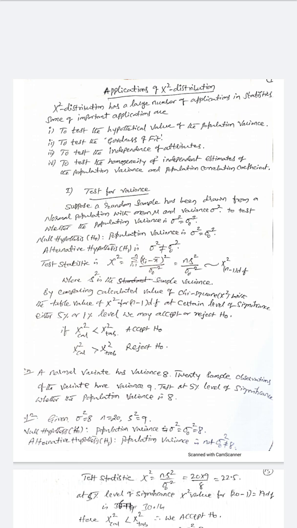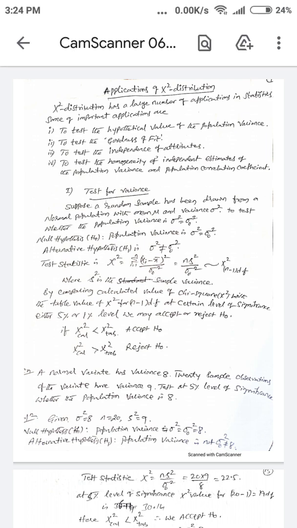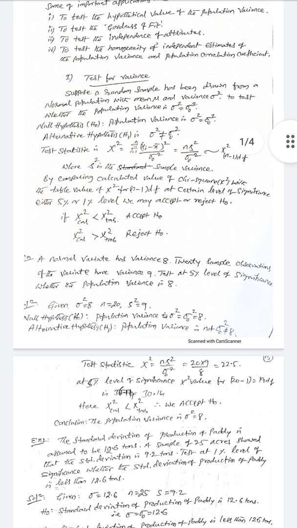By comparing the calculated value of the chi-square with the table value of chi-square for n minus 1 degrees of freedom at a certain level of significance, either 5% or 1% level, we are going to accept or reject the null hypothesis. If calculated chi-square is less than table value, we accept H naught. If calculated chi-square is more than table value, reject H naught. So we'll discuss one example.